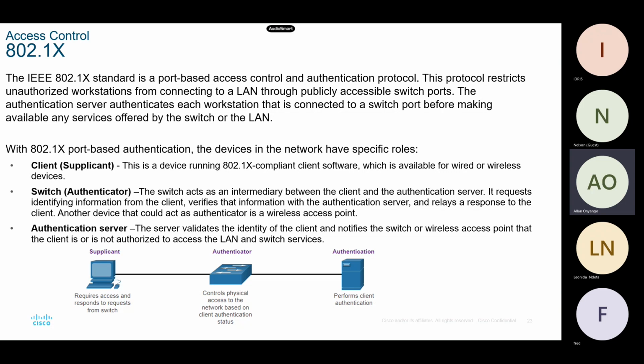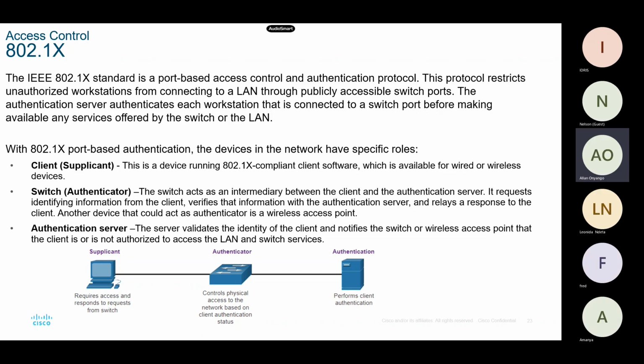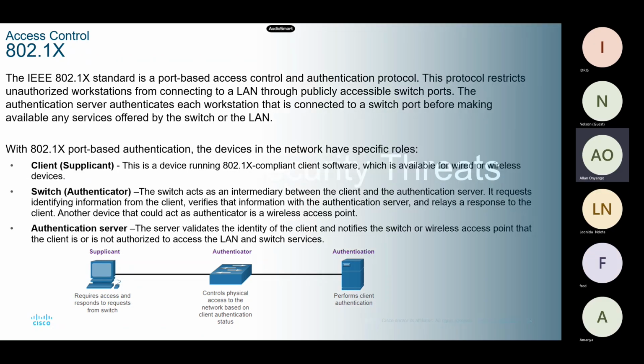The device that does the actual authentication by checking the passwords and the usernames is what you call the authentication server, which does the actual validation of the identity of the client. And it will notify the switch or the wireless access point that the client is or is not authorized to access the LAN and the switch services. So this is 802.1x, and it's important to note this is a layer 2 protocol, which validates clients at the locally available ports or the publicly available ports of the switch.